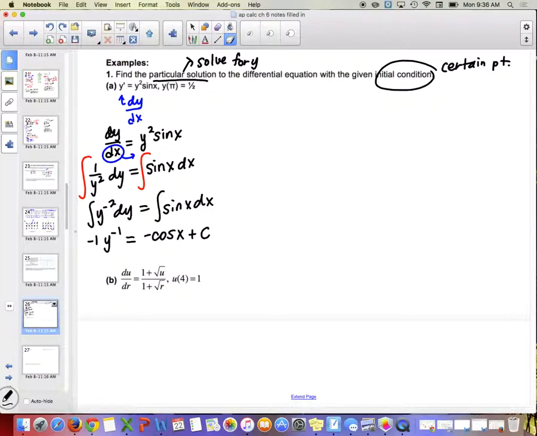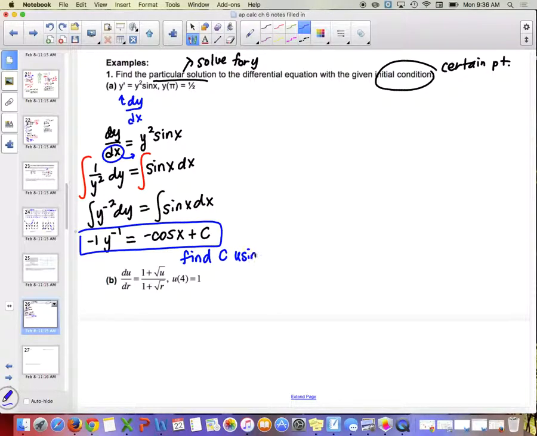All right, once you've done this, this isn't your answer, but you now have C written. You want to find C at this point, using that point that was given as your initial condition. So using this, y of pi equals 1/2. It's saying plug in pi for x and get a y value of 1/2. So that's what we're going to do.